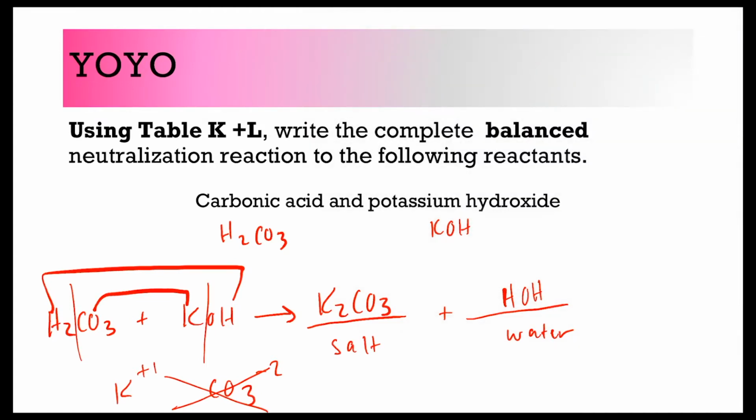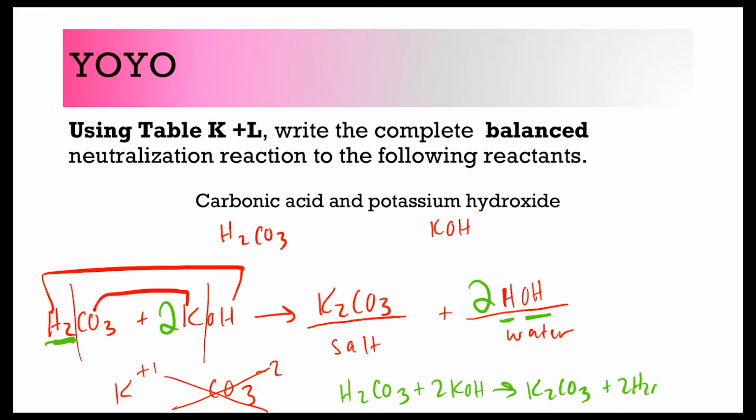This is not balanced. We have two H's from our acid and only one there, so we need to put a 2 in front of our HOH. It also means we now have two OH's from our base, so you need a 2 in front of KOH. Now everything looks balanced. If you wanted to rewrite this to make it pretty, H2CO3 plus 2 KOH gives you K2CO3 plus 2 H2O. If that still confuses you, go back and watch the last two videos on neutralization.